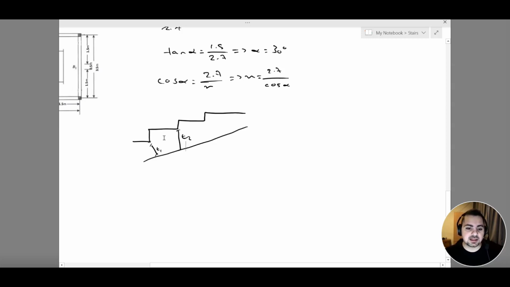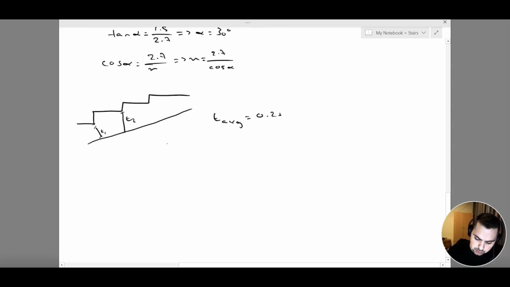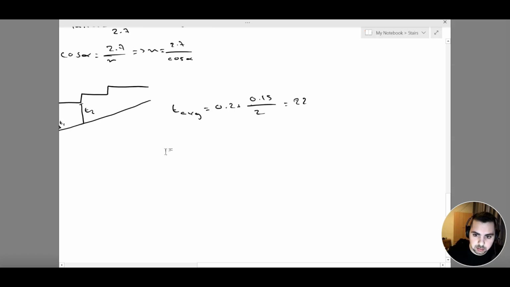So what I will do is take half the thickness of my riser and include it into my thickness calculation to find T average. So T average equals T1, which we just found, 0.2, plus the riser thickness, which we usually take as 0.15, divided by 2, which will give me a value of 27.5 centimeters. So this is the value that we are going to take.